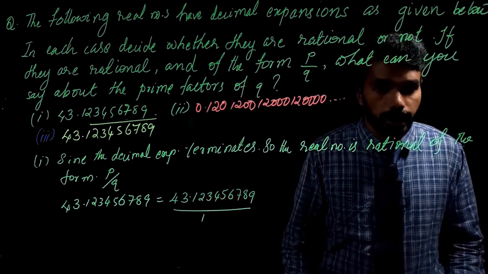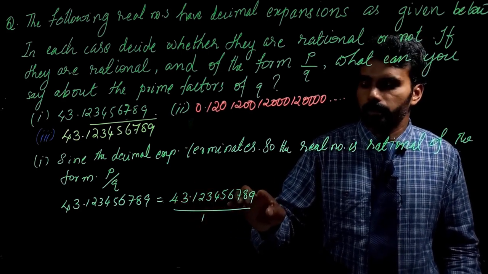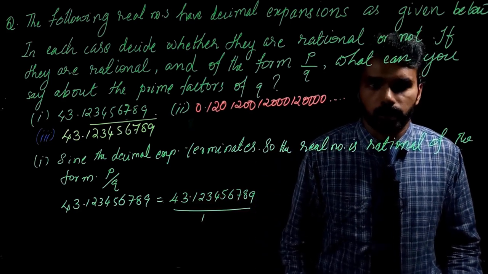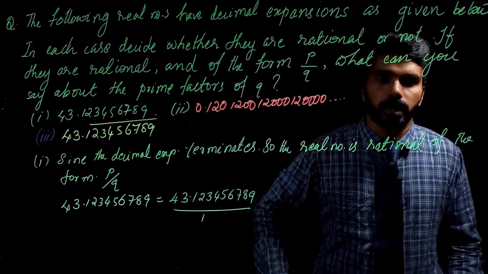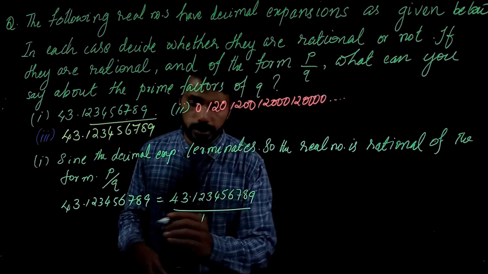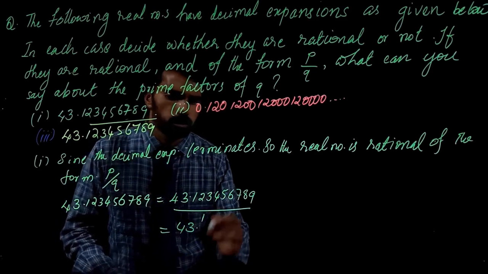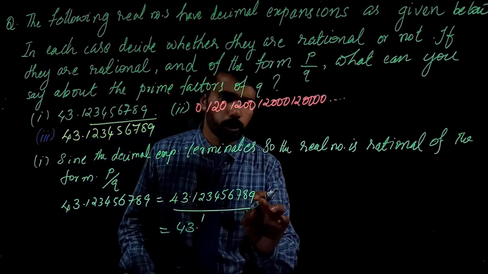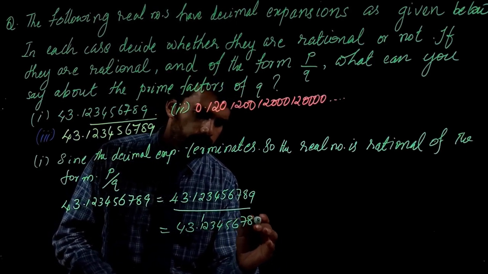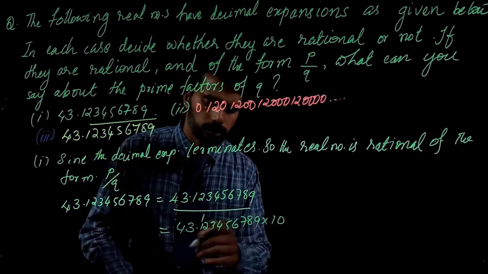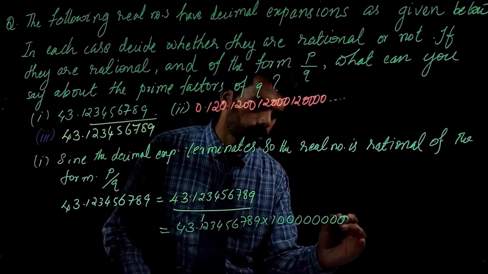So here there are 9 decimal places. So we have to multiply this numerator by a number with 9 zeros, that is about 100 crore. We have to multiply the denominator also by the same number. So it can be written as 43.123456789 multiplied by 1 followed by 9 zeros.